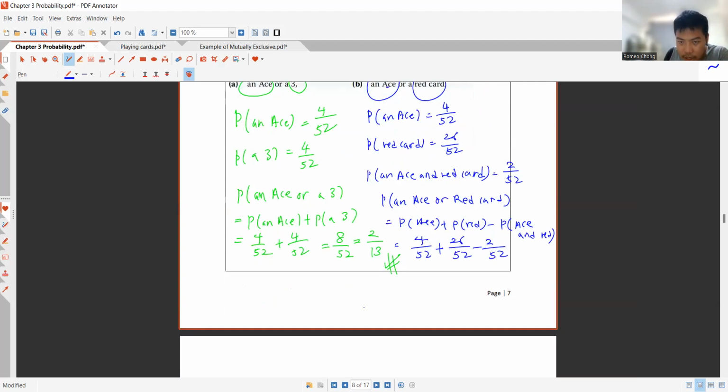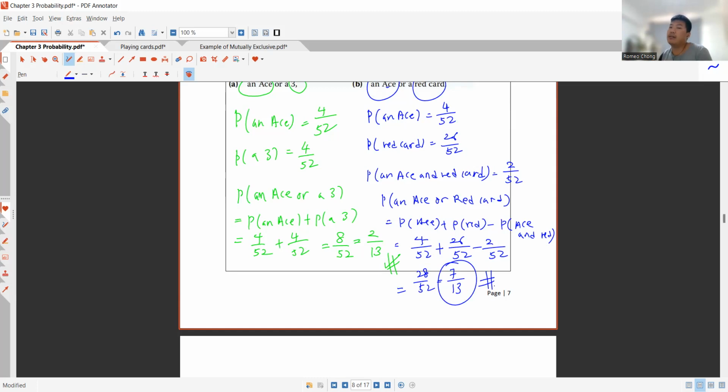Okay, so eventually what do you get? So 4 plus 26 is 30. 30 minus 2 is 28. So 28 over 52. And then you can divide by 4, I think. So 4 times 7, 28. And then 4 times 13, you get 52. So this will be your final answer for the second one. So I want to repeat to you, when it is mutually exclusive, then you can straight away plus the two probability together. If they are not mutually exclusive, you can plus, but you have to minus their intersection.